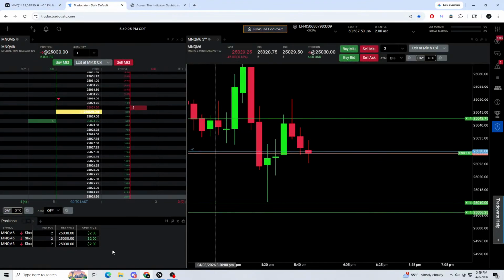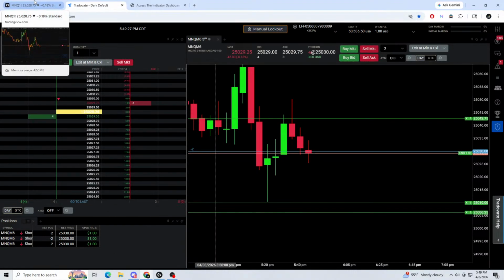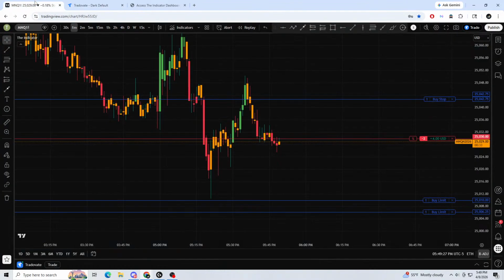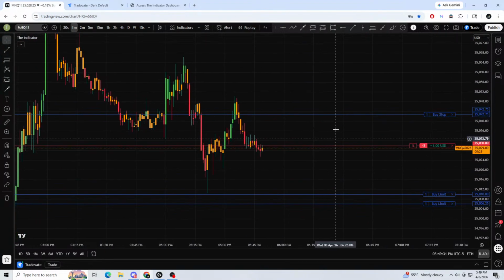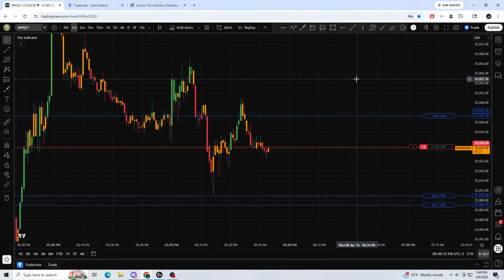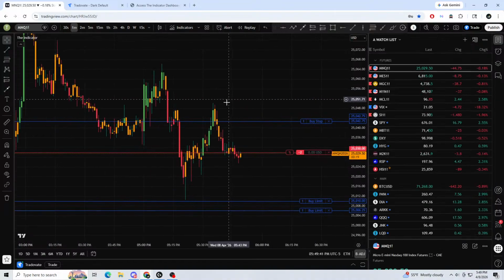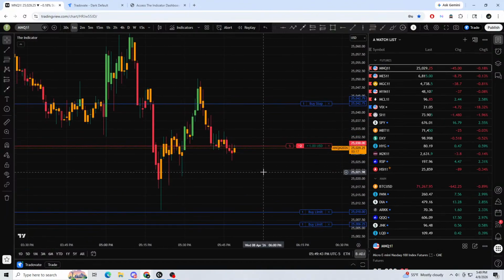So 2 contracts short here. Okay, perfect. Well, as perfect as the market is doing its thing.